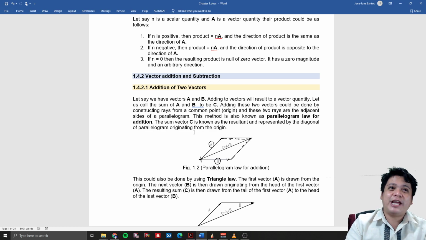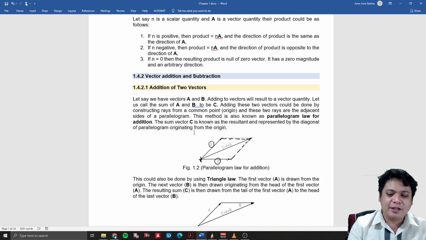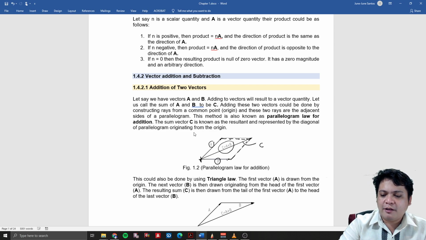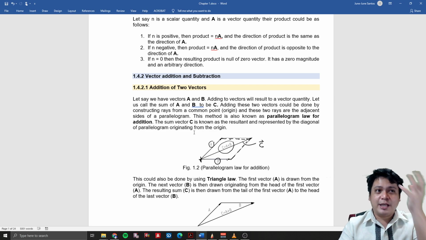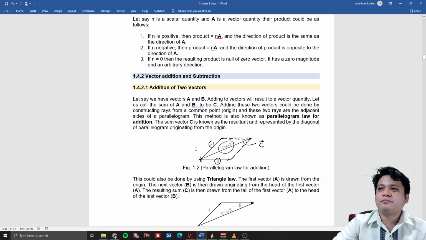Diagonal. Okay, yung diagonal starting from the common point, iyon yung kanilang vector addition. Okay, so ito yung value ng A and then B, ayun, C. So ito na ngayon yung ating vector C, which is A plus B. Okay, so that is the parallelogram. So we will be having that on the next problems, no?